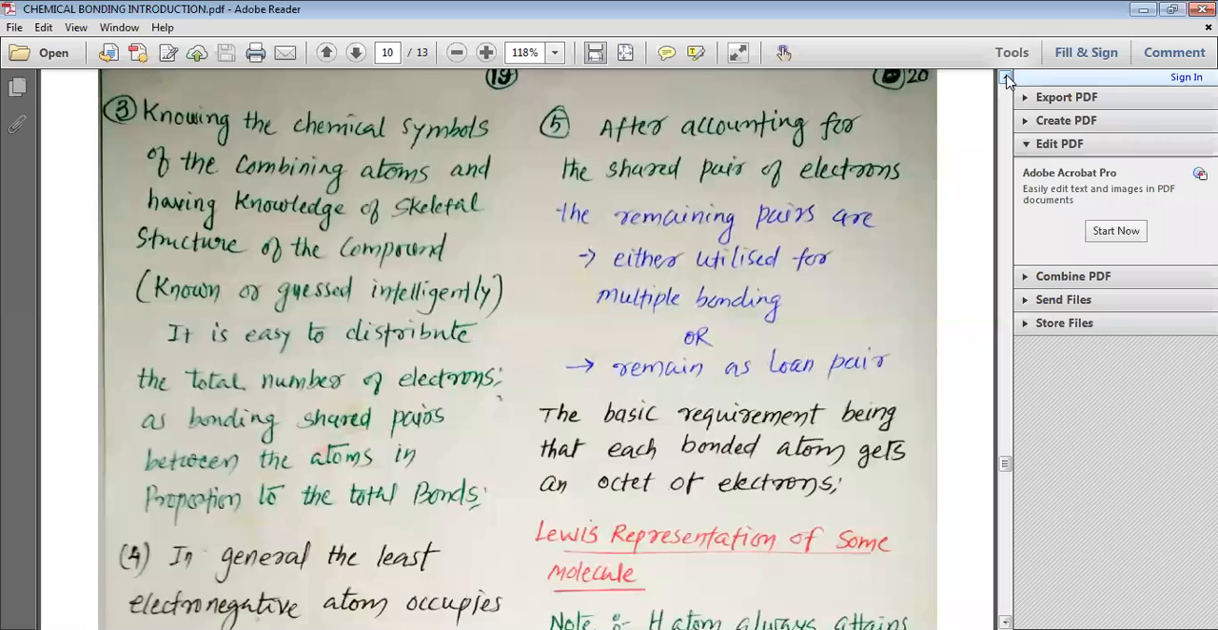First you need to count the total number of electrons that are possible. Second, if the charge is available, if it is a positive charge, remove the number of electrons equal to the positive charge. If it is a negative charge, add the number of electrons equal to the negative charge, and then arrange the atoms in a skeletal manner. You guess it, or you may be aware about the shape, and then you can distribute the total number of electrons among the atoms so that a proper structure of a compound can be formed.